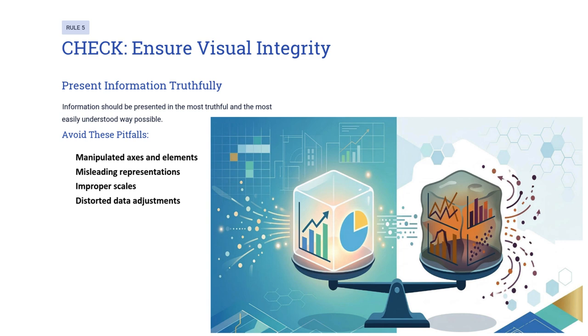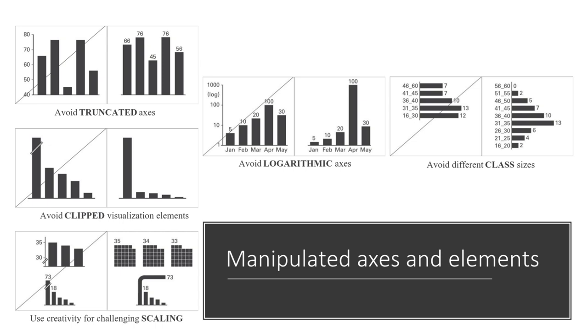Rule 5. Check. Ensure visual integrity. This rule is about honesty. Information should be presented in the most truthful and most easily understood way possible. The pitfalls IBCS warns us against are manipulated axes and elements, misleading representations, improper scales, and distorted data adjustments. Every one of these mistakes can make your data say something it doesn't actually mean, and whether intentional or not, that erodes trust.